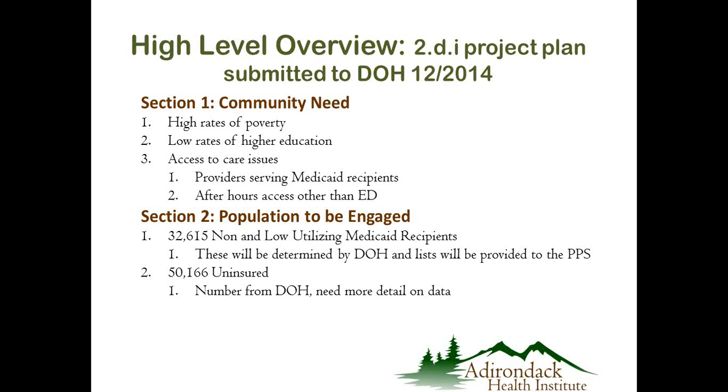In thinking about implementing this project plan, looking at those non- and low-utilizing Medicaid recipients will be a little bit easier. The Department of Health determines who is non- and low-utilizing, and they have information on these people, which will help us as we implement. We will be able to be in direct contact with them. For the 50,000 uninsured, we're working on better information and data about who the uninsured are and how we might best approach them to engage them in the system.